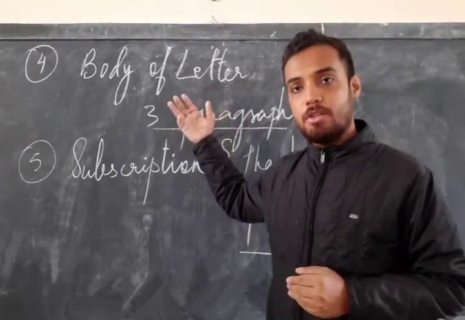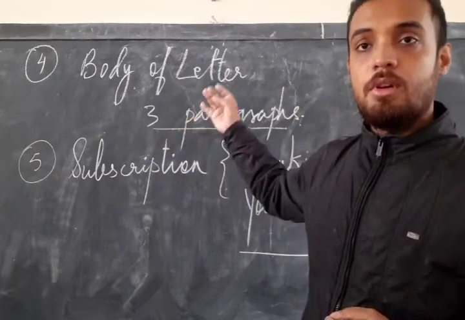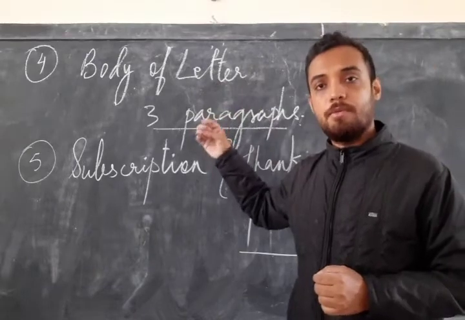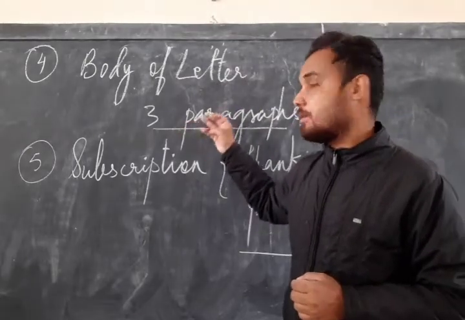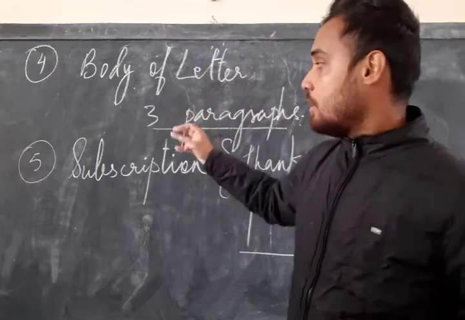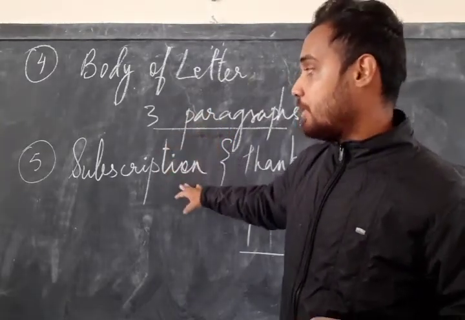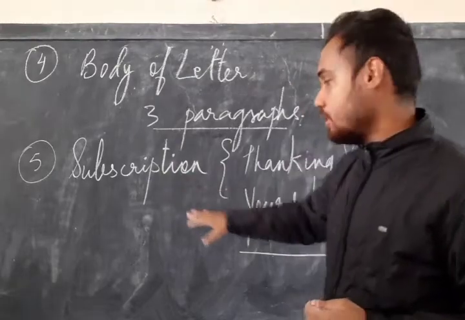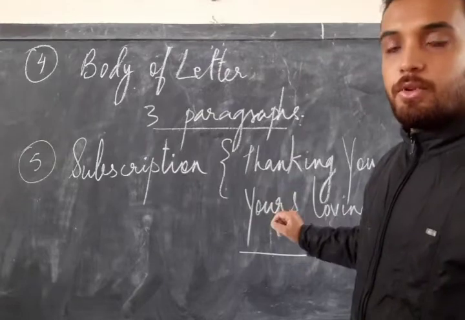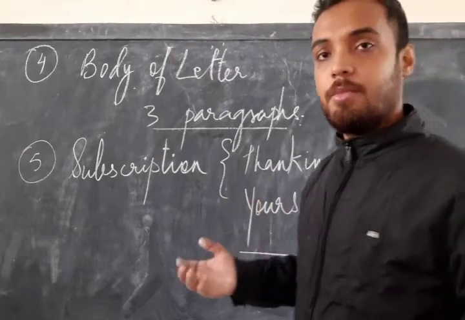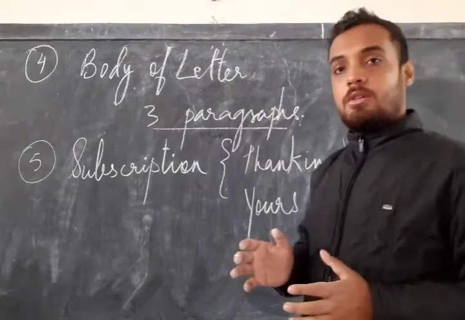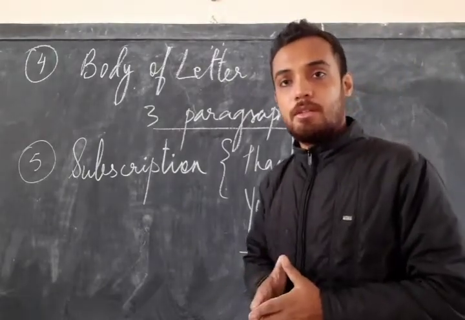First one is where you greet. Second, you write the message, whatever you want to write, whatever you want to convey. Third is the concluding sentence, the closing of the letter. And the fifth is the subscription. Thanking you, yours lovingly, yours faithfully, full stop. Put a name. Your pet name can also be written for informal letters. So this is about informal letters.